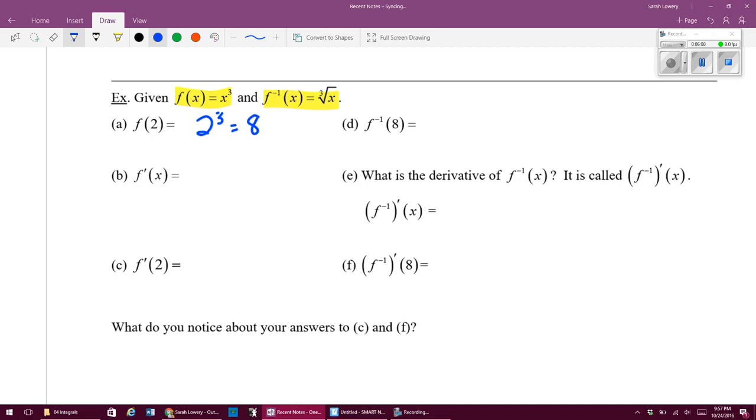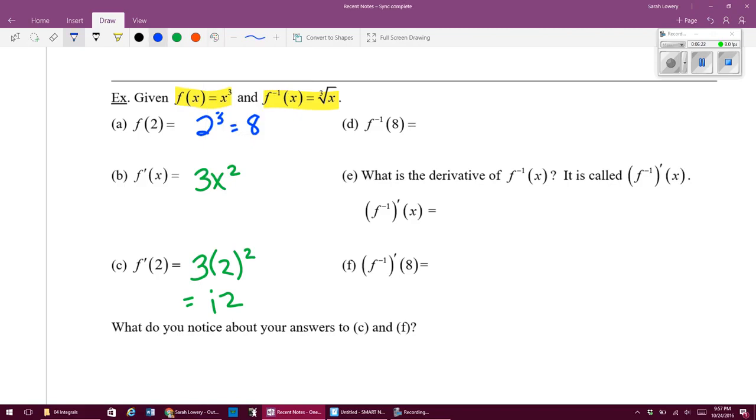Okay? What would f prime of x be? Well, f prime of x would be 3x squared. And f prime of 2 would be 3 times 2 squared, or 12. Okay? Well, what about f inverse of 8?